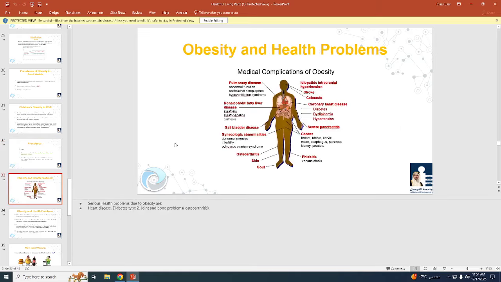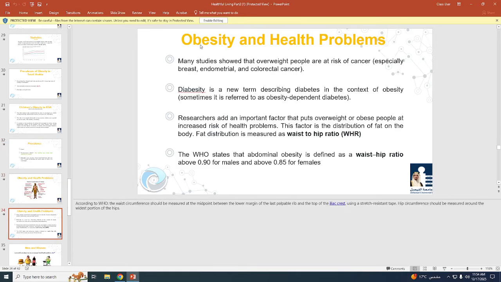This is a general idea, I don't want you to know it. But here it is more important: what are the cancers that are strongly related to obesity? Breast, endometrial, and colorectal cancer. Another important factor that puts a person at increased risk of health problems is the waist to hip ratio, and you need to know those numbers definitely.